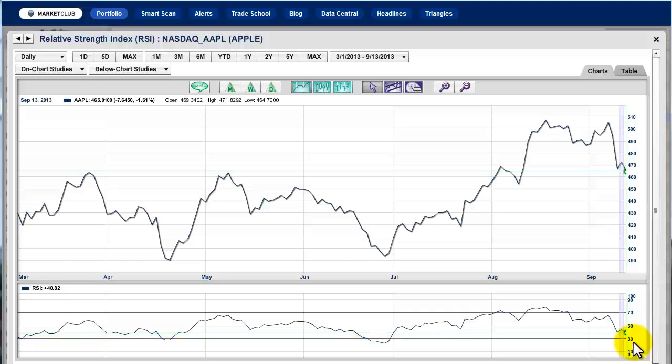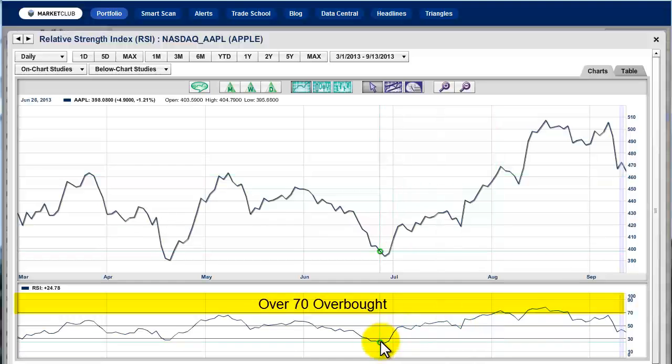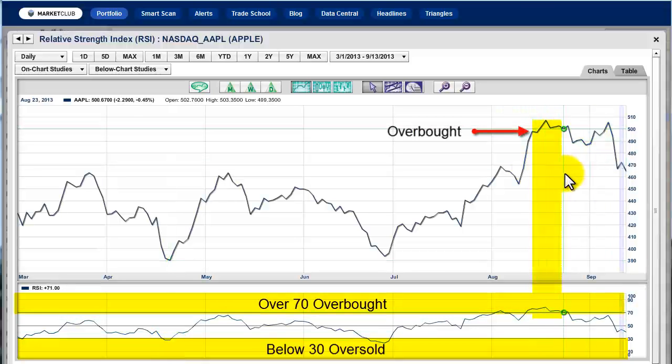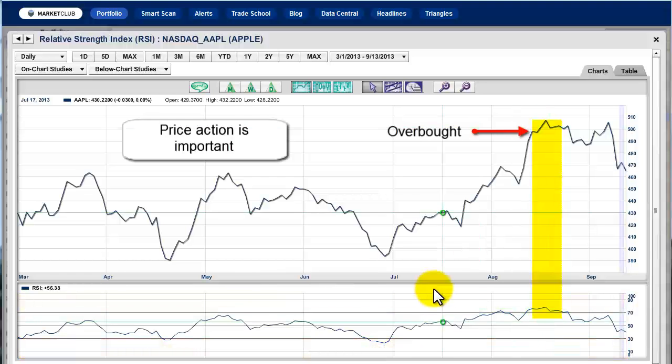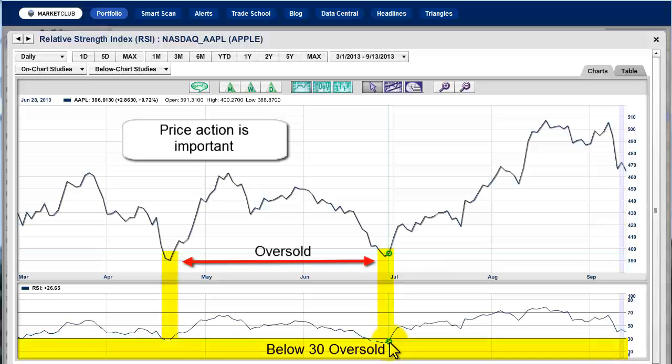Remember what Wells Wilder said, if it's over 70 like here, it's overbought, and if it's below 30, it's oversold. So you can see twice we were below 30 and once we were over 70. So these would be considered oversold right here, and this area would be considered overbought. And the important thing to look at is price action, because sometimes when markets get oversold, they can actually remain oversold for a while, and that's something you have to be very, very careful about.